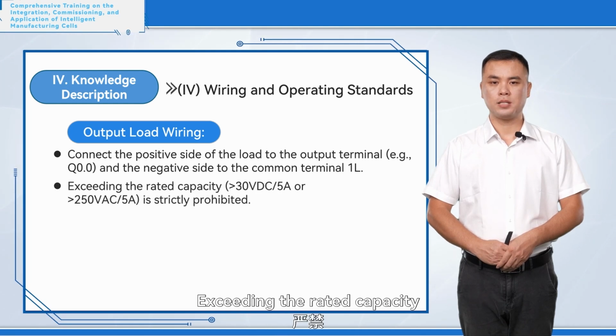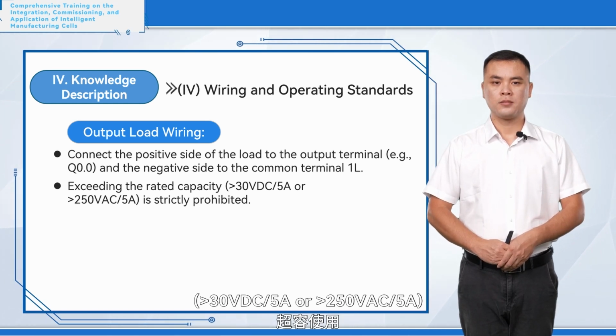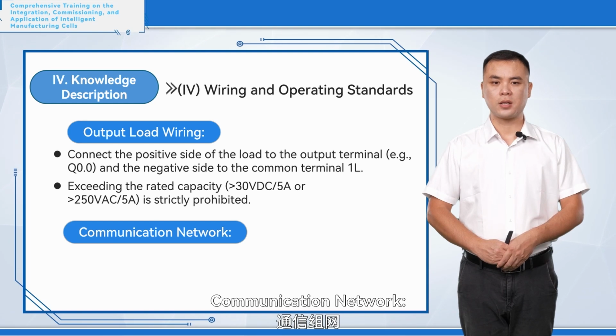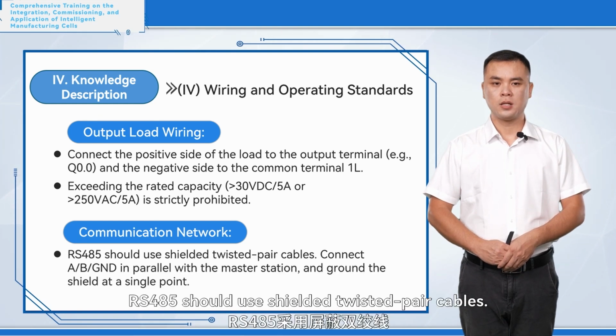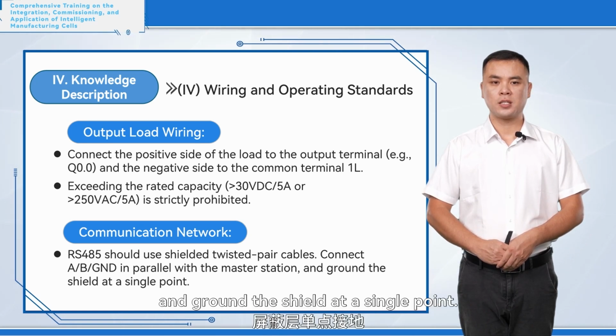Exceeding the rated capacity, greater than 30 volts DC 5 amperes, or greater than 250 volts AC 5 amperes, is strictly prohibited. Communication network. RS485 should use shielded twisted pair cables. Connect A, B, G, and D in parallel with the master station, and ground the shield at a single point.